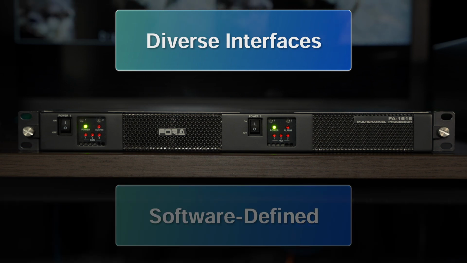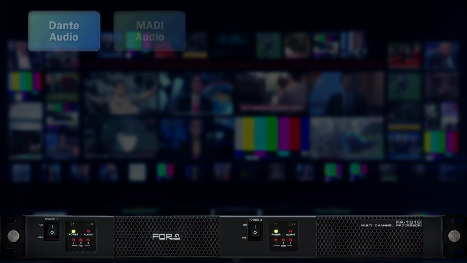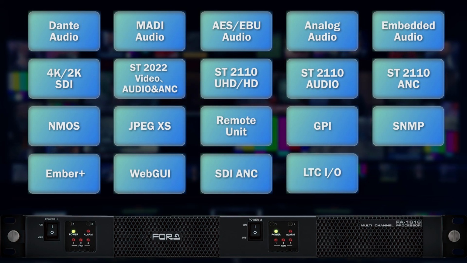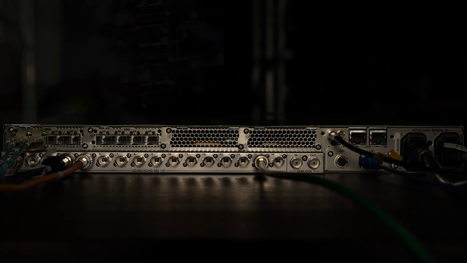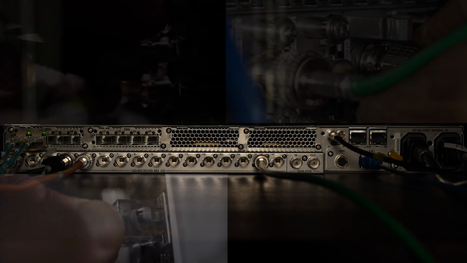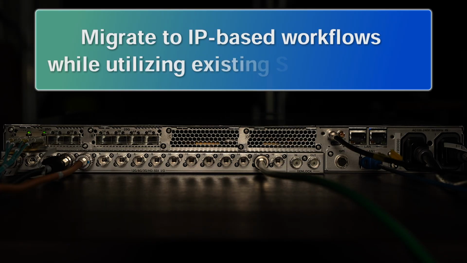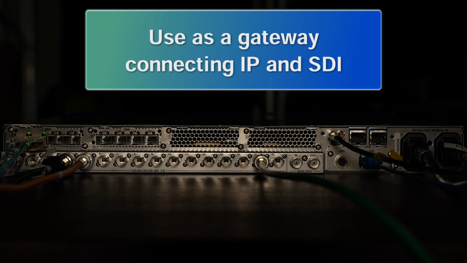First, let's look at the range of interfaces. The FA-1616 supports various signals used in broadcast and video production, including SDI, IP, Dante, and MADI. Since it can handle mixed SDI and IP environments in a single unit, you can gradually migrate to IP-based workflows while still making the most of your existing SDI equipment. By combining options, it can also serve as a gateway connecting IP and SDI.